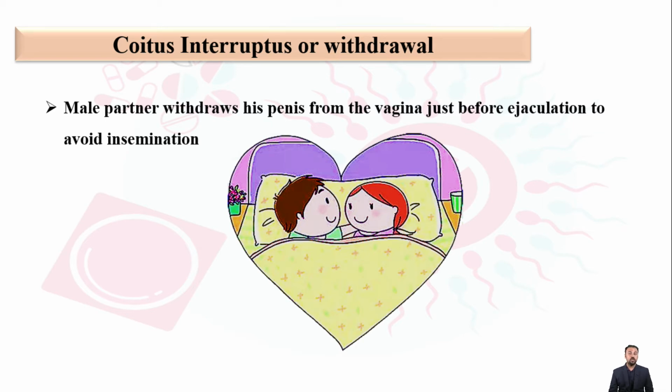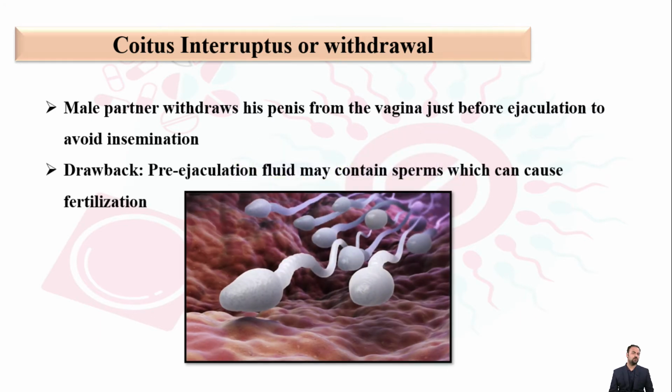Now students, this is the oldest type of natural method of contraception. This method has also been mentioned in one of our Vedas. Students, in this method there is a drawback. Let us take a look. Students, before the actual ejaculation, pre-ejaculation fluid is secreted, and this pre-ejaculatory fluid may contain some sperms sometimes.